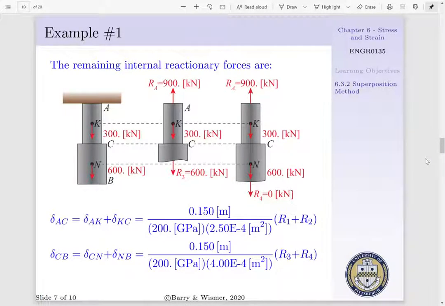Now, we can do the same for member CB, and this is equal to delta CN plus delta NB. Now, CN and NB both have a length of 0.150 meters, each has modulus of elasticity of 200 gigapascal, and each has a cross-sectional area of 4.00 e to minus 4 meters squared. Now we have R3 acting in member CN and R4 acting in member NB. So we'll take our coefficient of 0.150 meters per 200 gigapascal times 4.00 e to minus 4 meters squared times the quantity R3 plus R4.